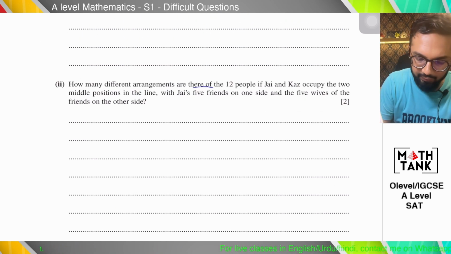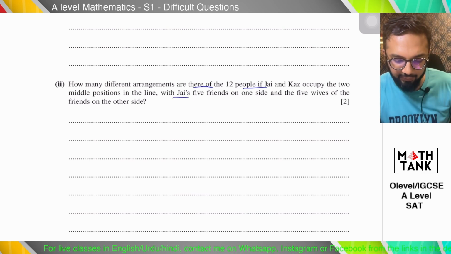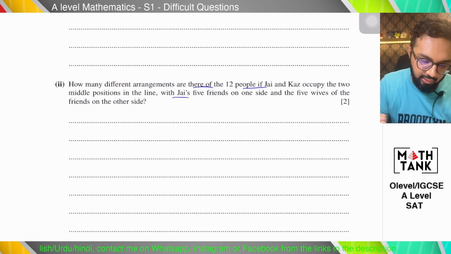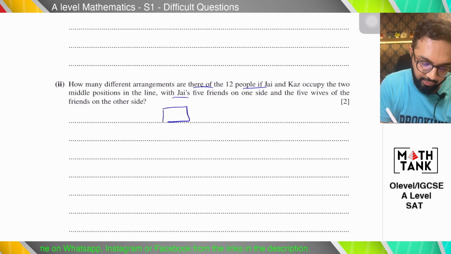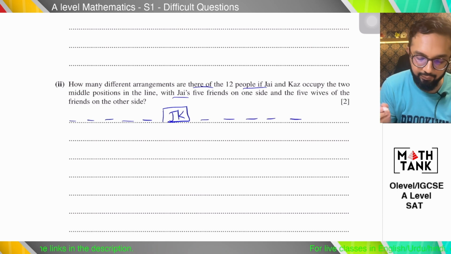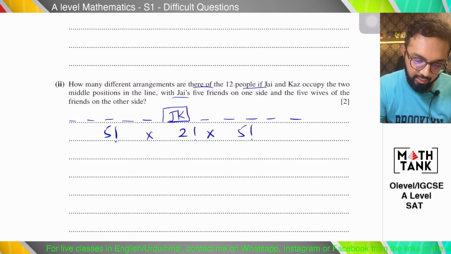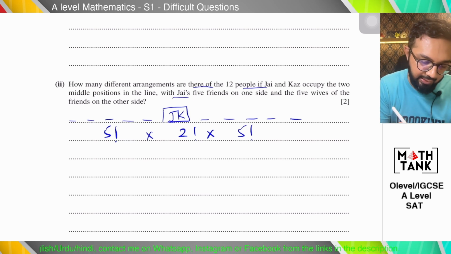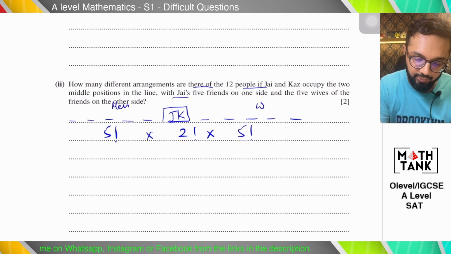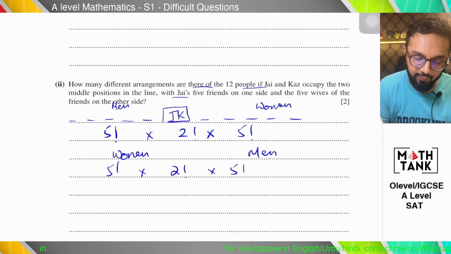How many different arrangements are there if the 12 people, if Jai and Kaz occupy the two middle positions in the line with Jai's 5 friends on one side and the 5 wives on the other side? On the other side, okay. So 1, 2, 3, 4, 5. 1, 2, 3, 4, 5. So that's 5 factorial, and that's 5 factorial, and then Jai and Kaz could shuffle between themselves as well. Okay, and what could happen is that, let's say the men were on this side and then the women were on this side, then you could have a separate condition for women on this side and men on that side. That would also be 5 factorial into 2 factorial into 5 factorial.